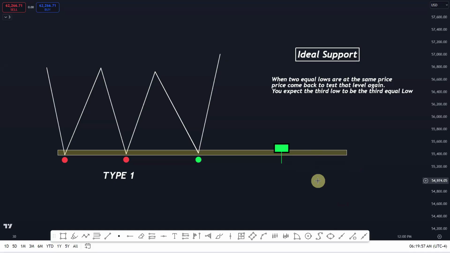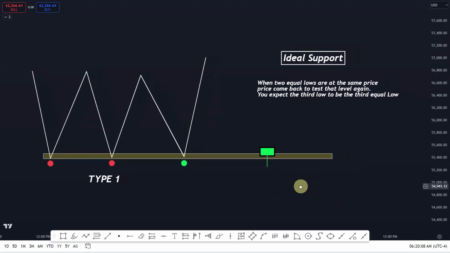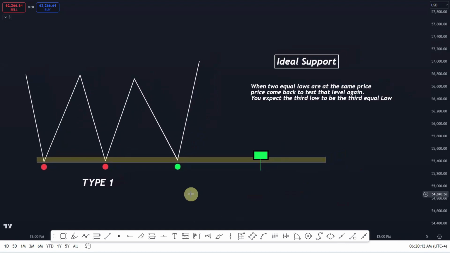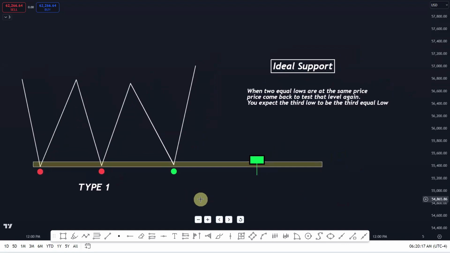Hello everyone. In today's session, we're going to discuss how to draw support and resistance like a pro. I'm Noah, and I am a professional trader, and I'm going to teach you how to become an advanced trader in drawing these institutional key levels, from where you can expect a rejection or continuation of trend. Ideal support. So what is ideal support?